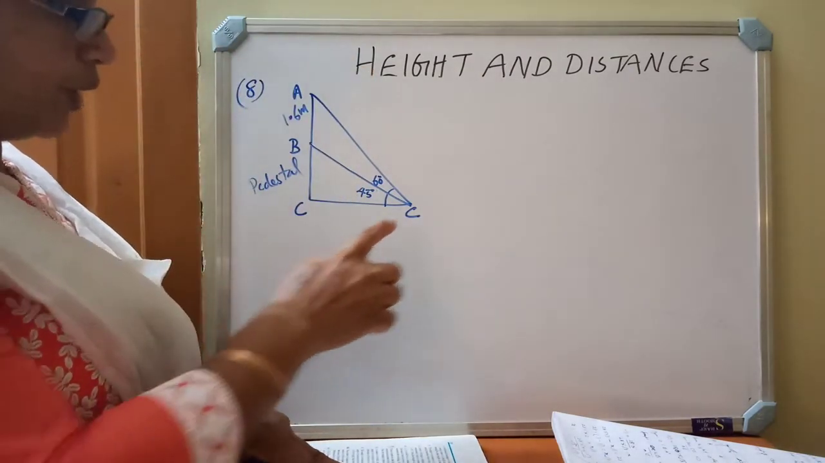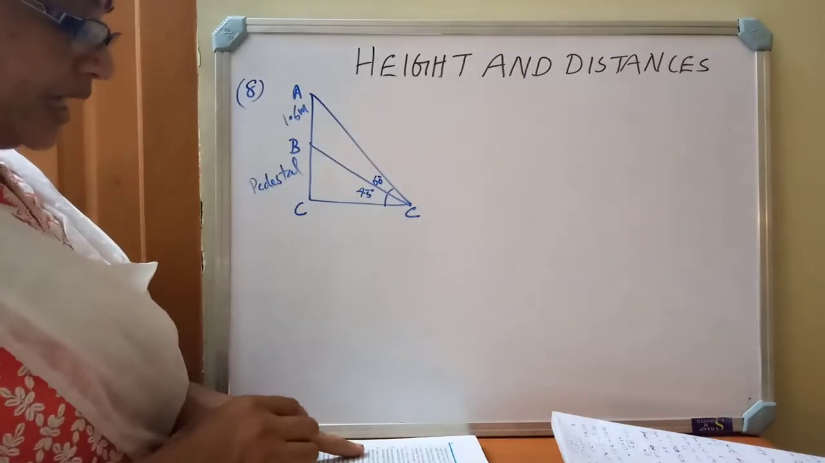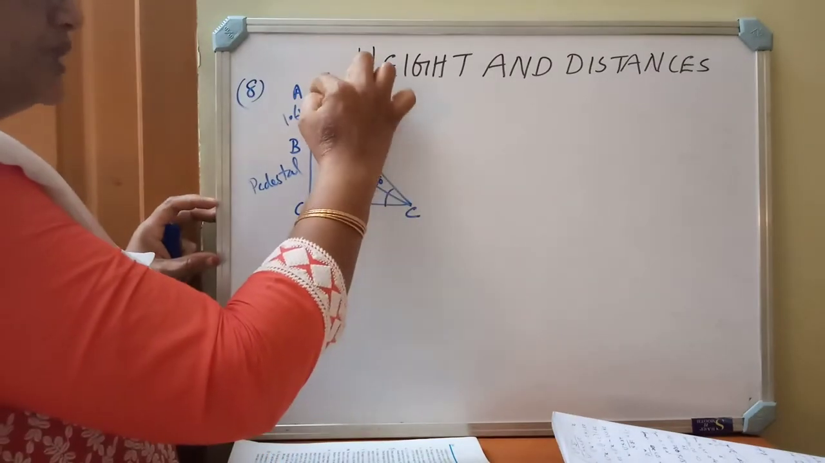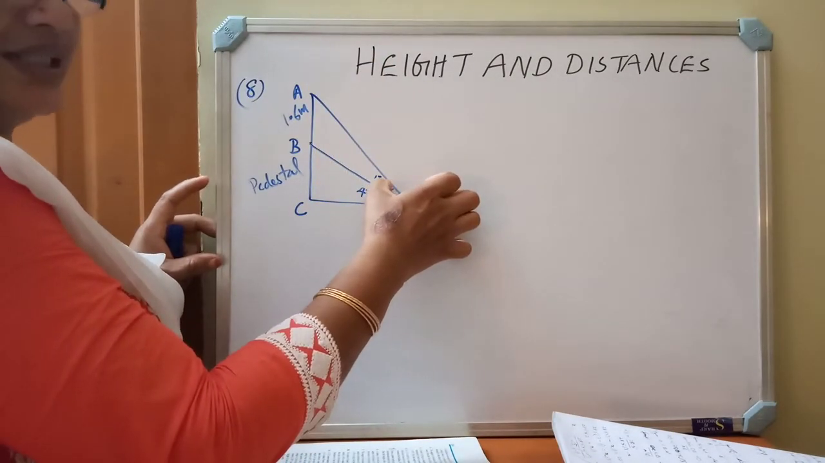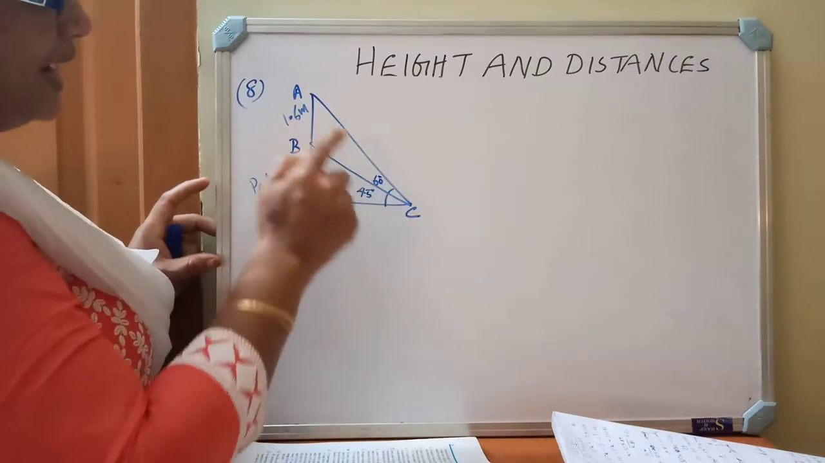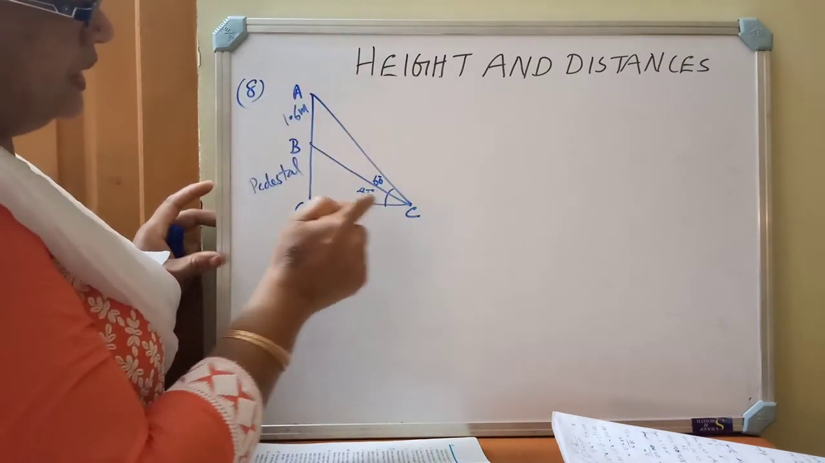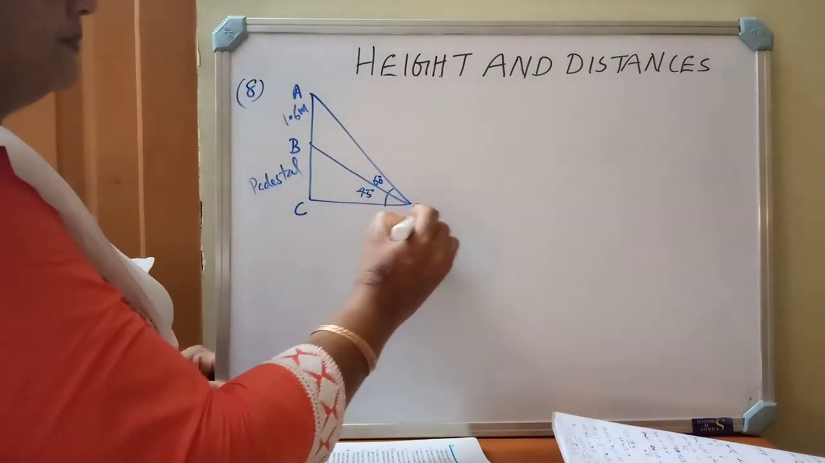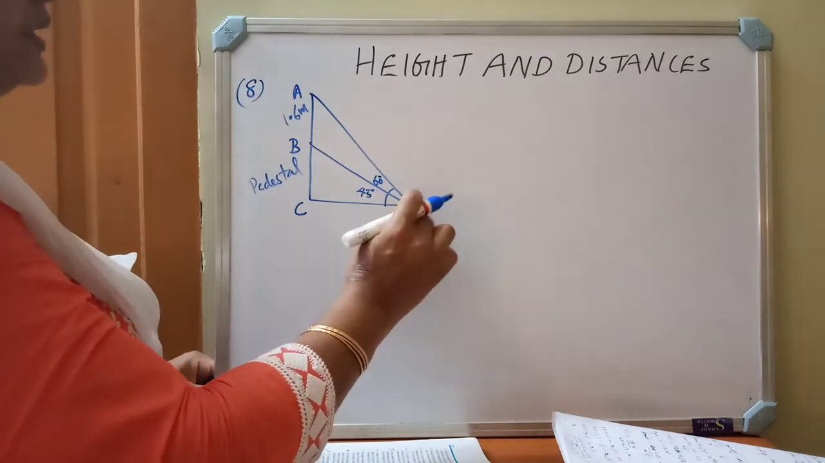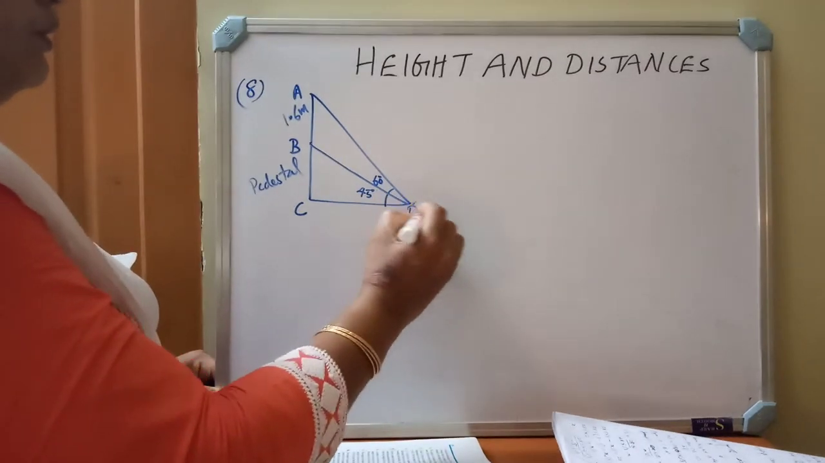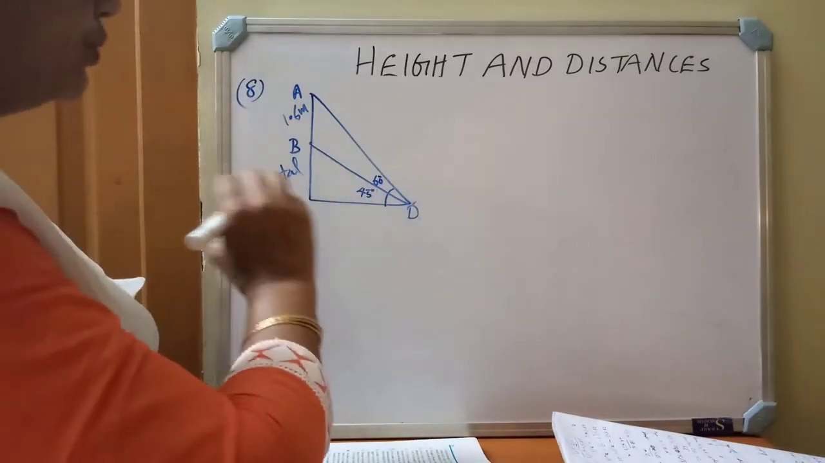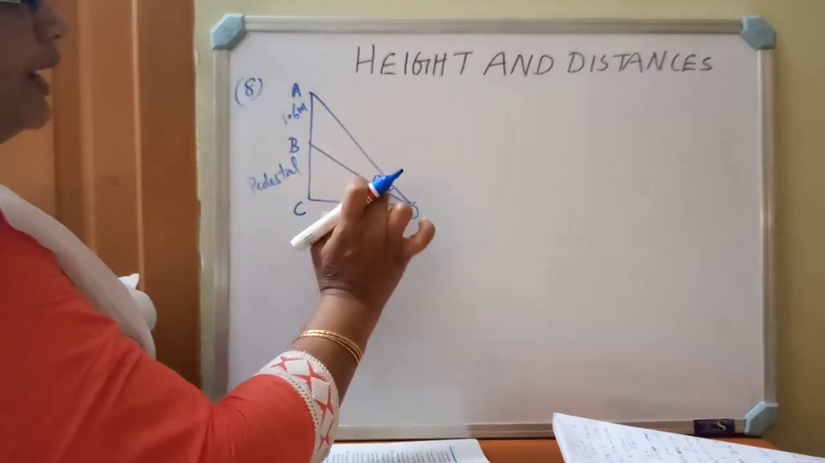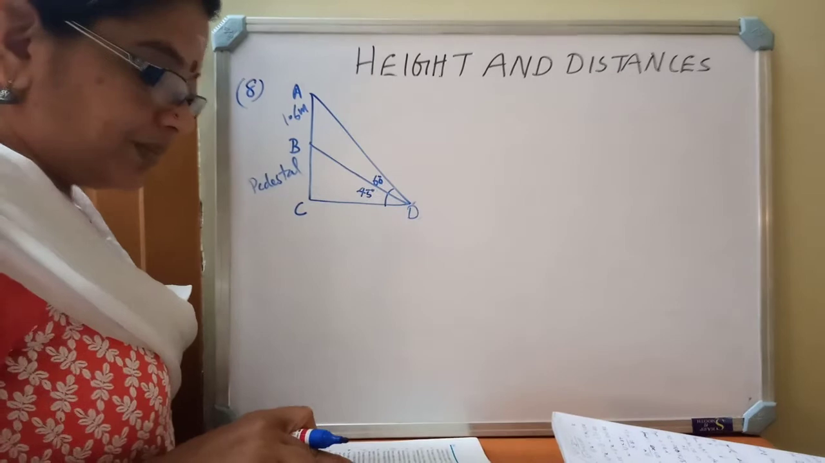From a point on the ground, so C is the point on the ground, the angle of elevation of the top of the statue. So from this point, if you are viewing the top of the statue, it makes an angle 60 degree. This I can consider as D. D is the point on the ground to view the statue. So here angle ADC, we will get the value as 60 degree.